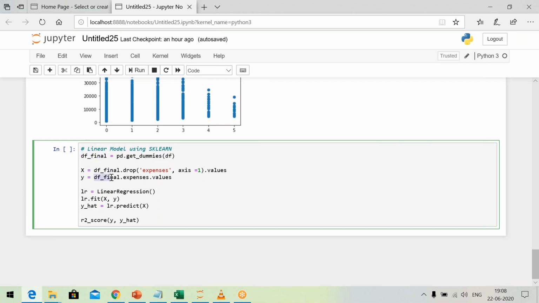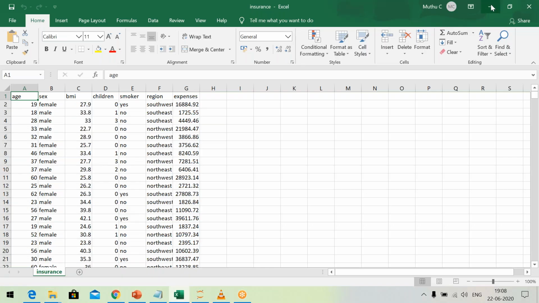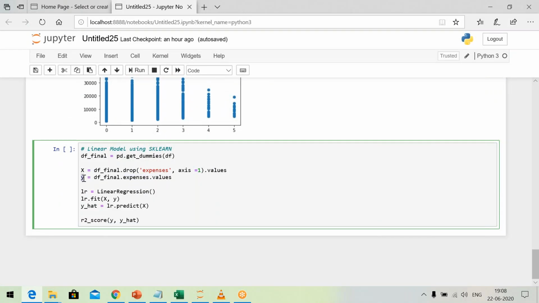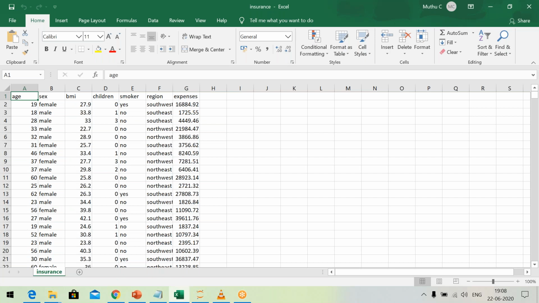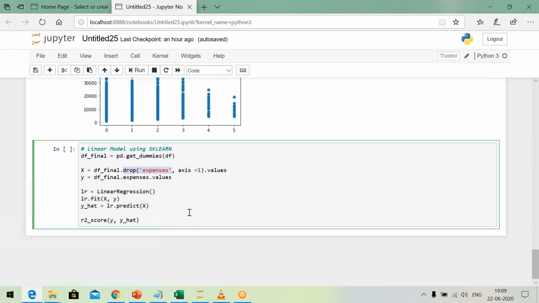Now what do I tell the computer? Go to the table df final, consider the column expenses. That is the last column. Consider this as the dependent variable. Y always denotes the dependent variable. Now what about the independent variables? Go to this table, drop this column, and consider everything else as independent variables. You are left with 1, 2, 3, 4, 5, 6, these 6 columns. Consider all these as the values of the independent variables.